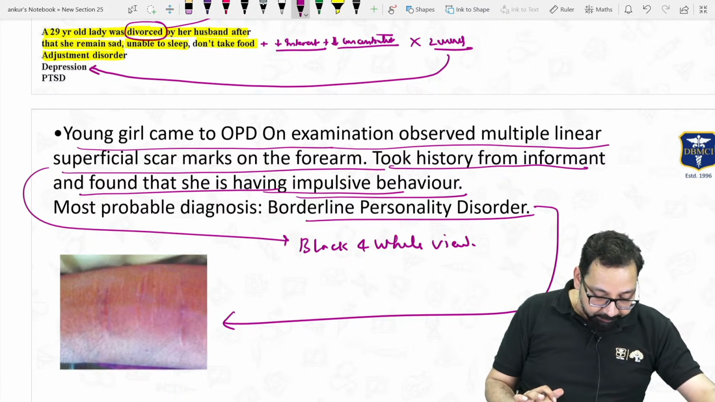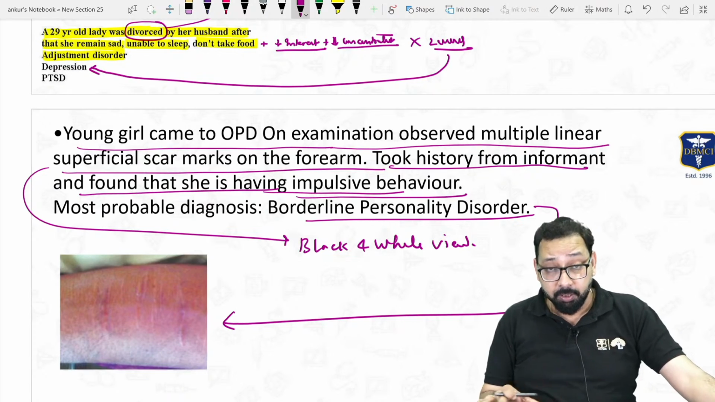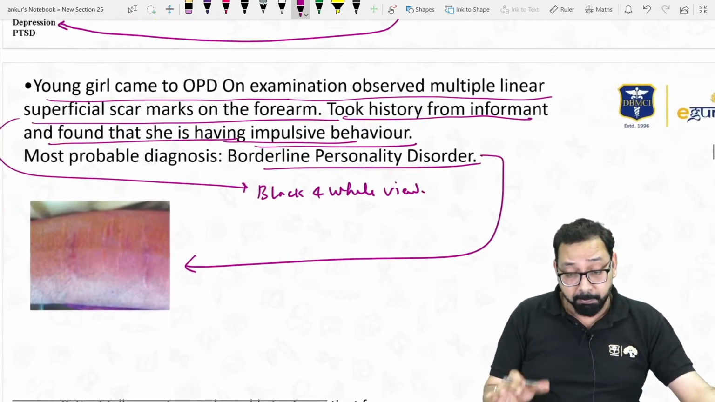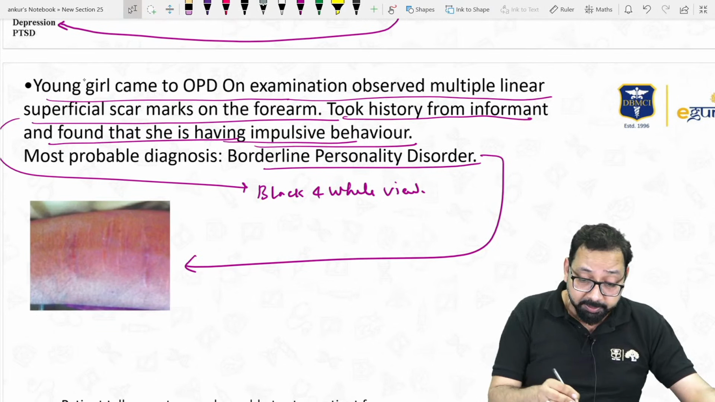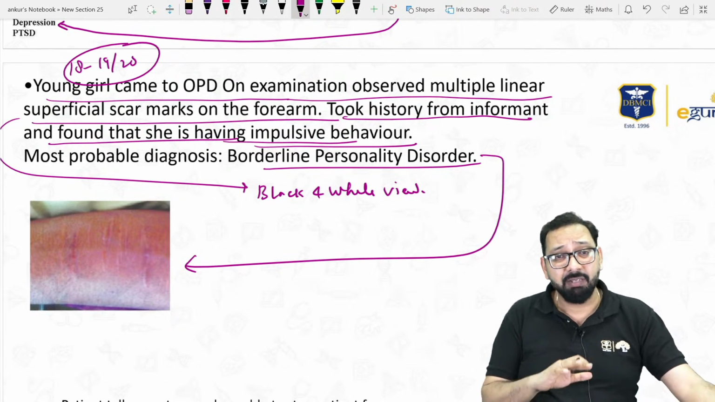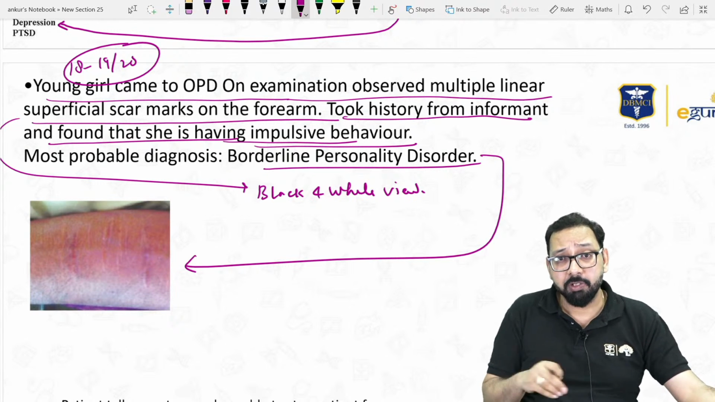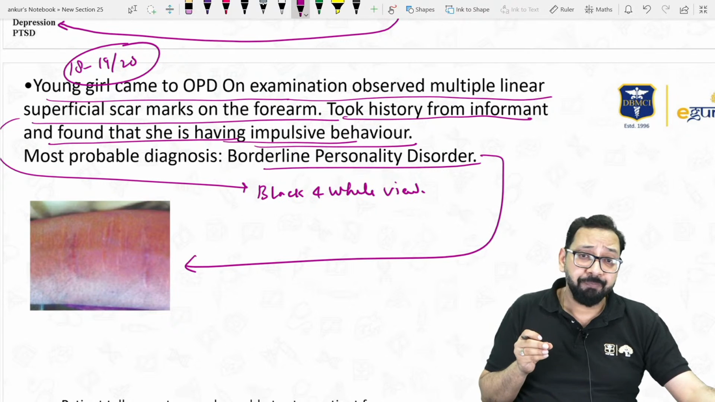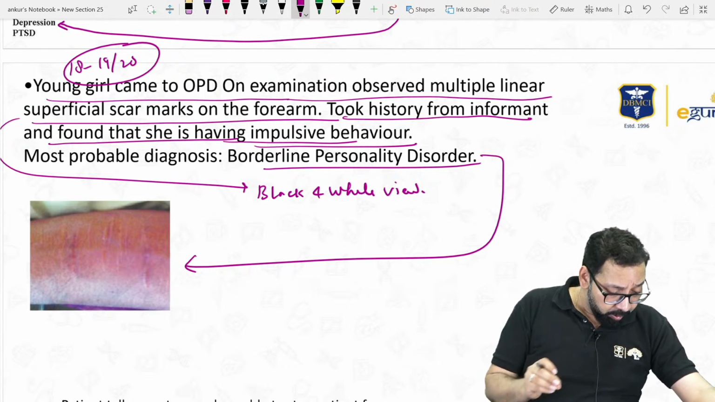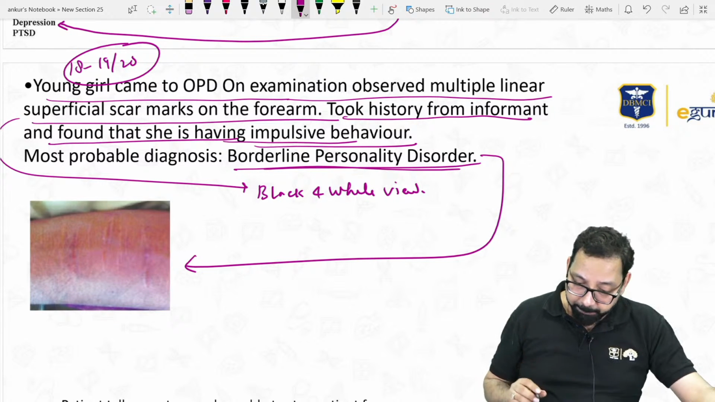Suicidal tendency is there. Yes, it may be suicidal tendency, it may be deliberate self-harm. But for a young girl, suppose 18, 19, 20, they will give the age and they will give 2-3 years of these symptoms. Impulsive behavior is there. So that will lead to the diagnosis of borderline personality. Okay.